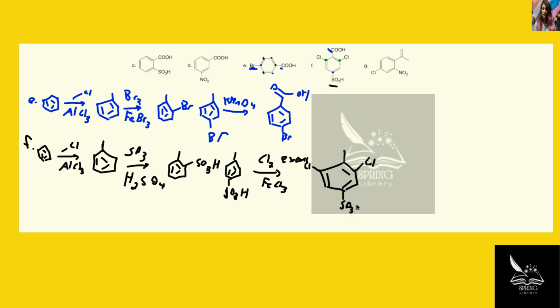And now the very last step, just like in so many problems before, is that we need to oxidize the methyl group to a carboxylic acid. So I'll use KMnO4 to oxidize this methyl group.